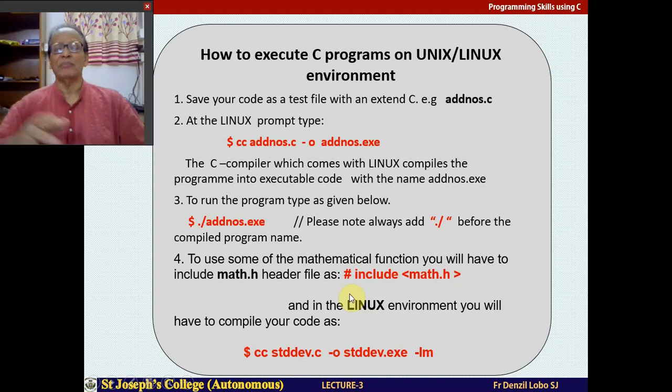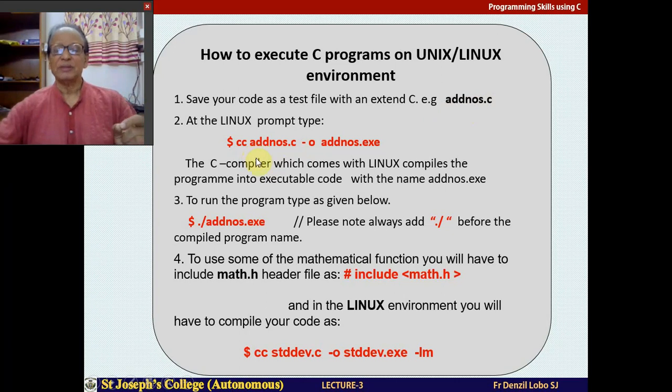And with that, I come to the execution of C programs in Unix or Linux environment. I would like you to work in the Linux environment, very important. Industry uses that, so you should be very proficient in using the Linux environment. First you save your programs, in this case cos x or sin x, etc., with .c. This is the first program we have written, add numbers.c. So you have saved it as add numbers.c.